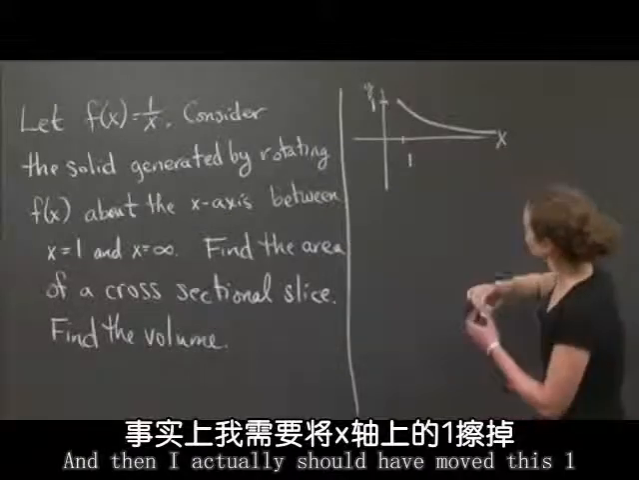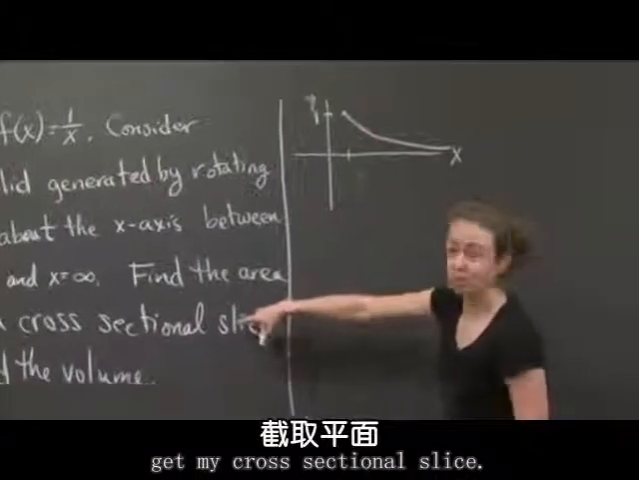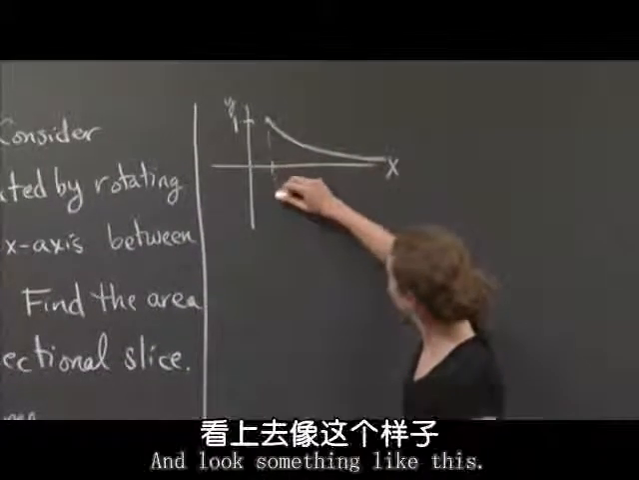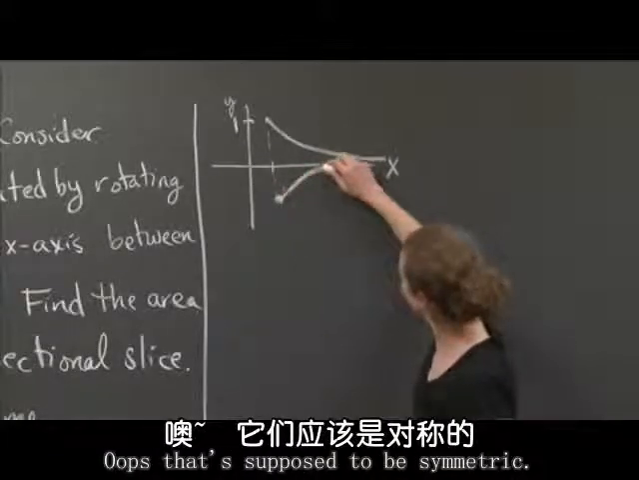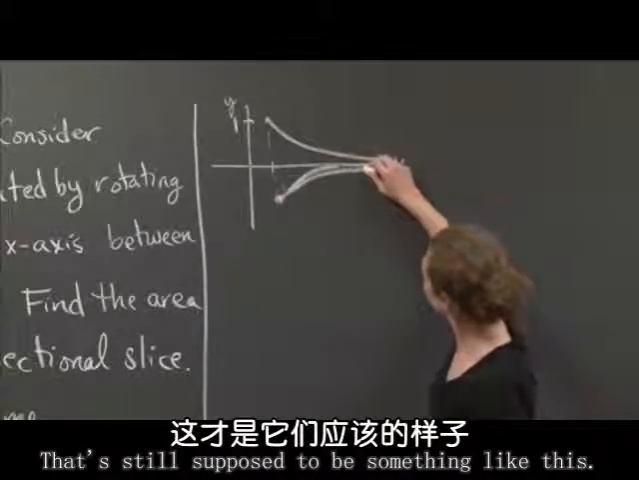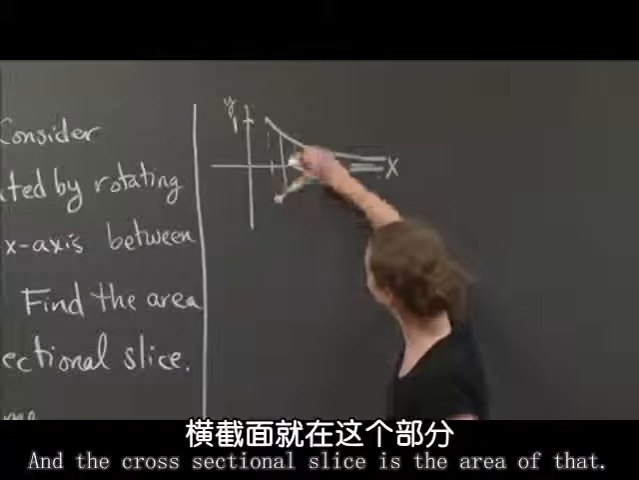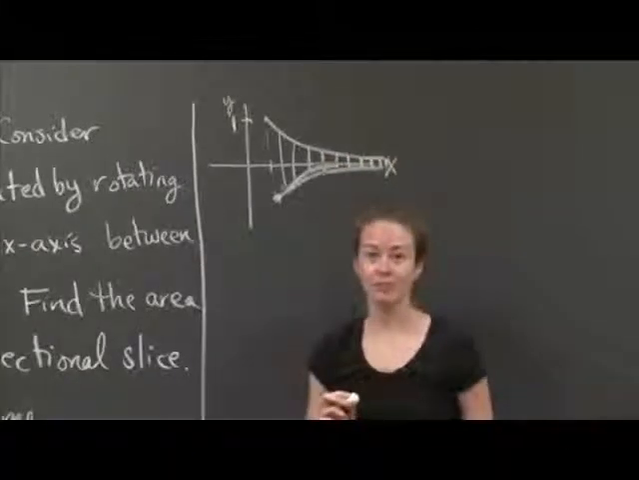And then I actually should have moved this 1 because I'm going to need that side to get my cross-sectional slice. So my cross-sectional slice is going to come down here and look something like this. Oops, that's supposed to be symmetric. It's supposed to be symmetric about the x-axis. And the cross-sectional slice is the area of that.